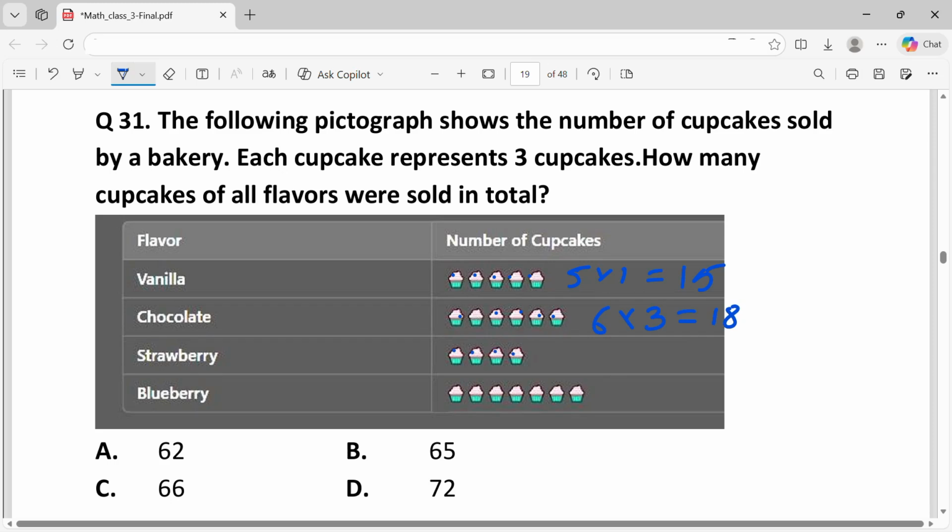1, 2, 3, 4. 4 times 3, that is equal to 12. And 1, 2, 3, 4, 5, 6, 7. 7 times 3, which is equal to 21. So the total number of cupcakes will be the sum of all numbers, that is 15 plus 18 plus 12 plus 21, which is equal to 66. That is option C.